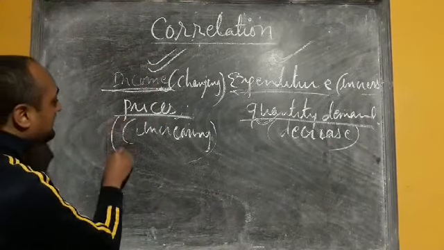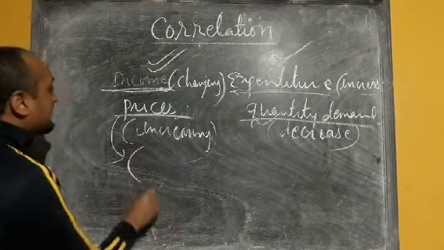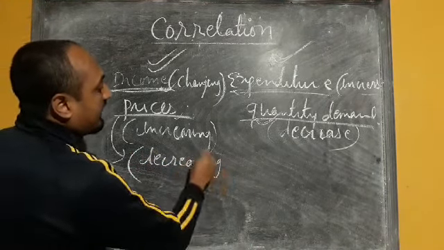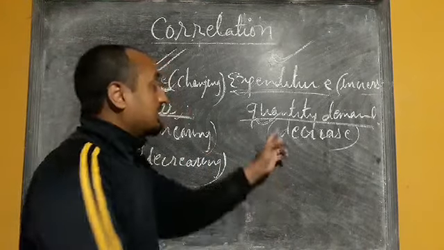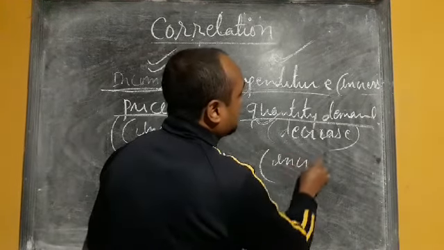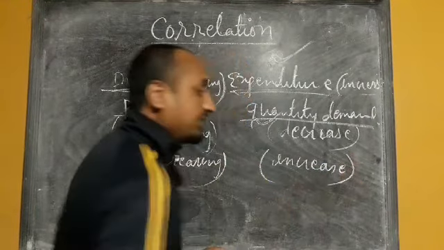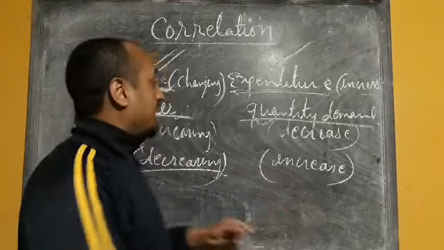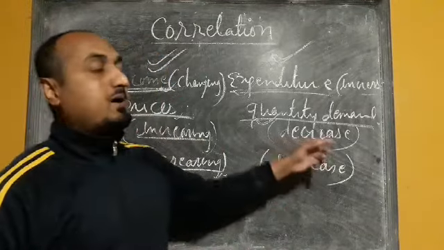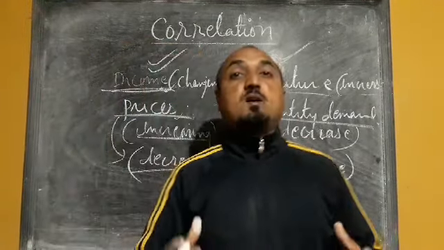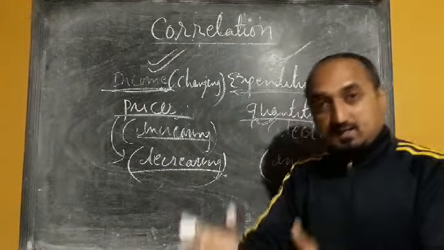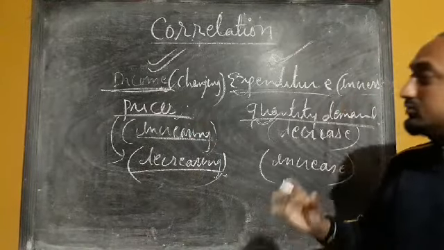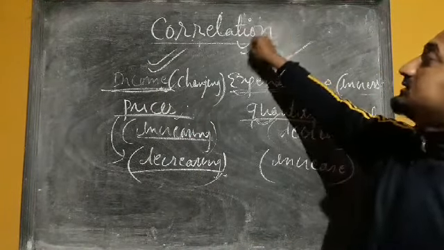Similarly, let's take another case in which the price is decreasing. When the price of a commodity decreases, the quantity demanded will increase. When the price is decreasing, quantity demanded will increase, and when the price is increasing, quantity demanded will decrease. So we can see that when the value of one variable is changing, it causes a change in the value of another variable also. That we are going to discuss in this correlation.